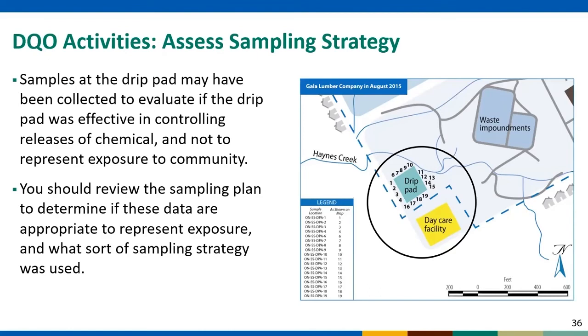Let's step through a DQO evaluation for the GLC treating facility and some questions you might try to answer by reviewing the DQOs from the documentation from our site. Remember, we're trying to estimate an exposure point concentration. However, samples can be collected for other reasons here. For instance, we have some data from one location at the GLC site where the drip pad was located. This sampling may have been conducted to evaluate if the drip pad was effective in preventing chemical releases.